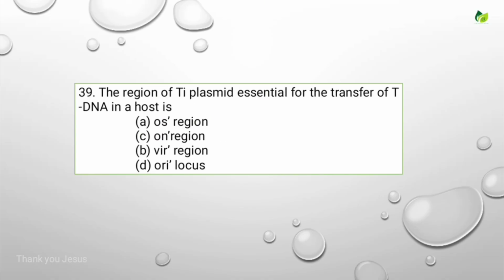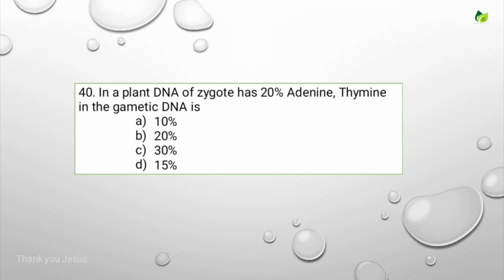The region of Ti plasmid essential for the transfer of tDNA in a host is. Options are OS region, ON region, Vir region, Ori locus. So the correct answer is Vir region. Let's see the next question.